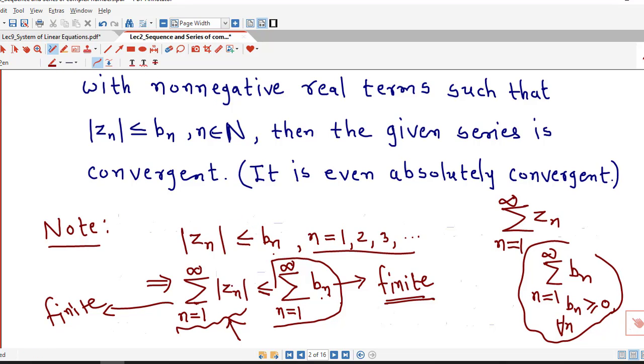So we are comparing this sigma mod Zn with this series. If mod Zn is less than or equal to Bn, sigma mod Zn is less than or equal to sigma Bn. This implies if sigma Bn is convergent, sigma mod Zn is also convergent. And we know that if sigma mod Zn is convergent, sigma Zn is also convergent, because an absolutely convergent series is always convergent. So if this happens, then the given series is convergent. In fact, it is absolutely convergent.